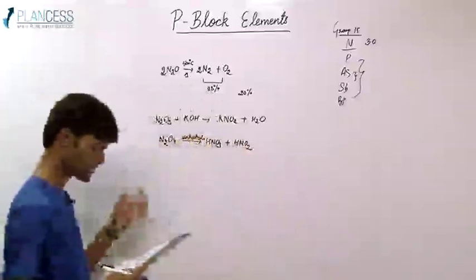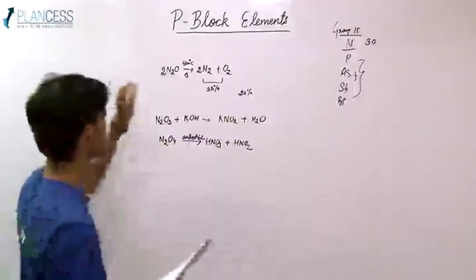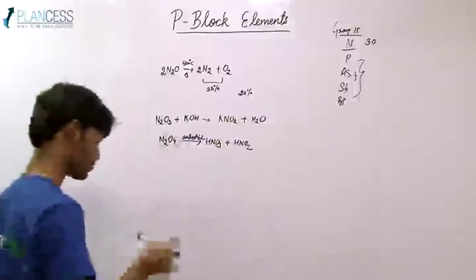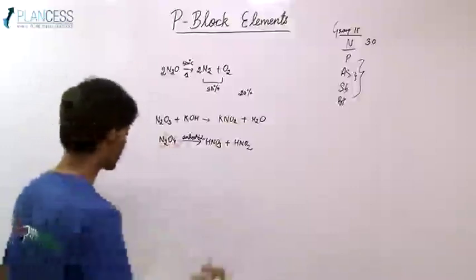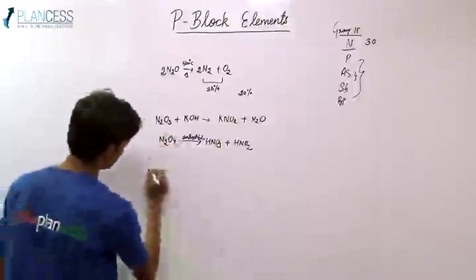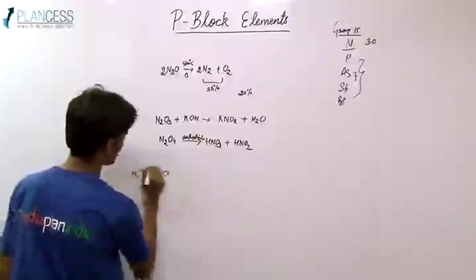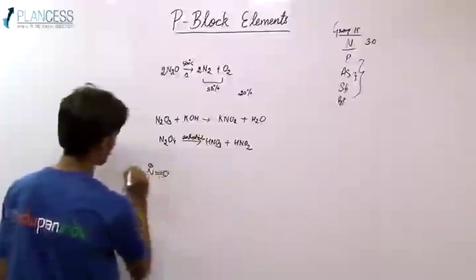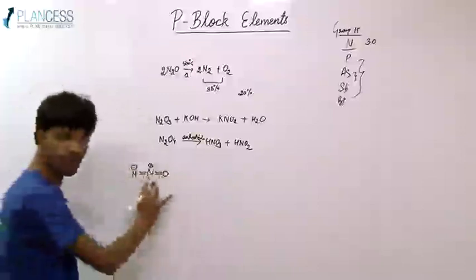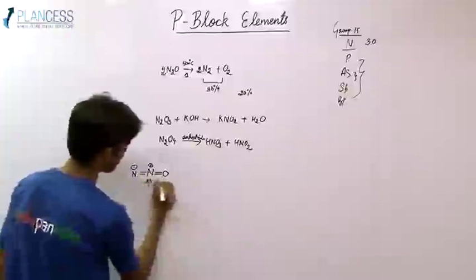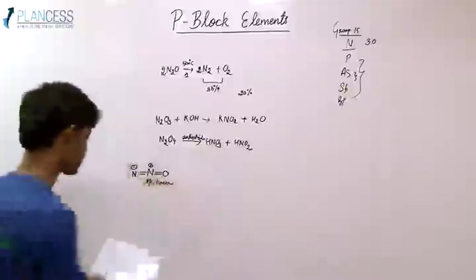So these are a few of the reactions or properties which you have to keep in mind. As far as the structure is concerned, I should first talk about the structure of all these. First one was N2O, so it would be N double bond N double bond O here, with a plus here and a negative here. So it has 2 bond pairs, no lone pair, sp hybridized, linear in shape. This is N2O.